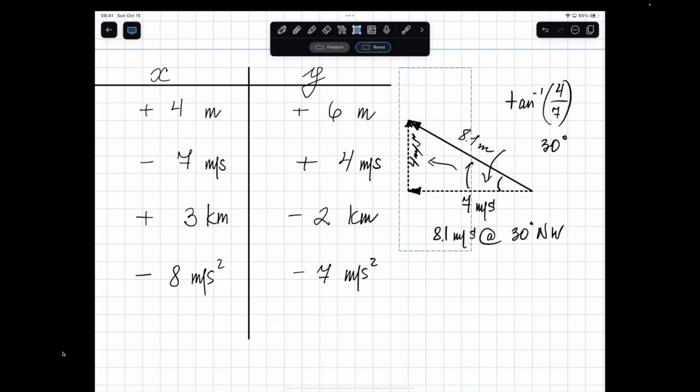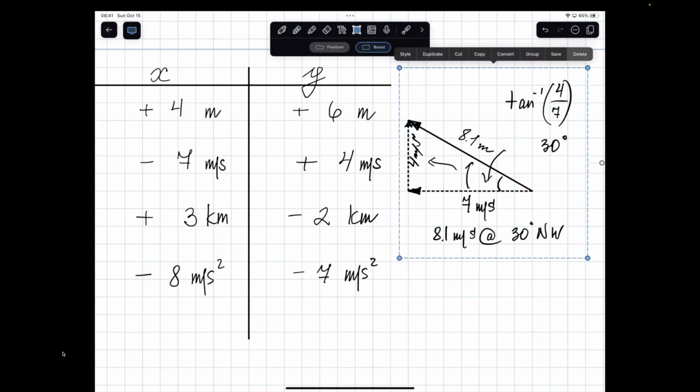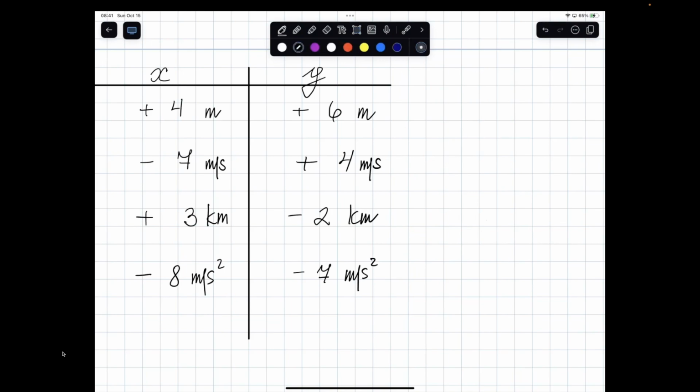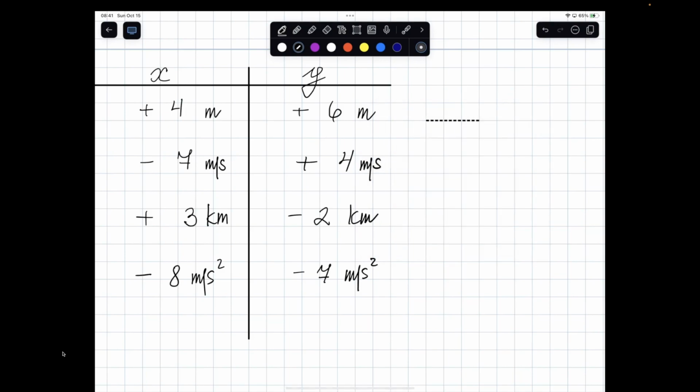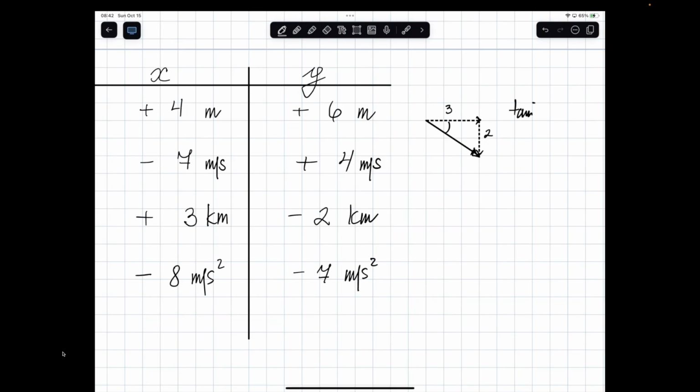In the next vector, I see that my x component is positive, but my y component is negative, so it's pointing east for 3, and then it's pointing south for 2. That angle is going to be southeast. I do not plug in -2. Inverse tangent, this is opposite, so 2 over 3. That's going to be 34 degrees, 33.69 rounded up, so 34 degrees, and it's going to be southeast.